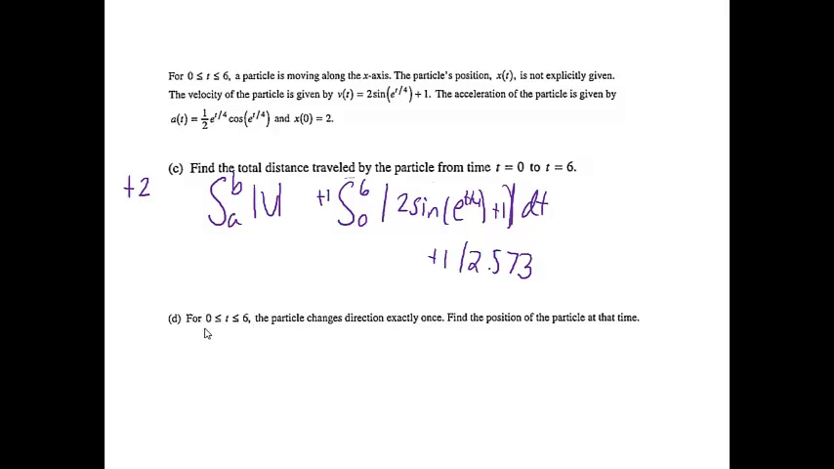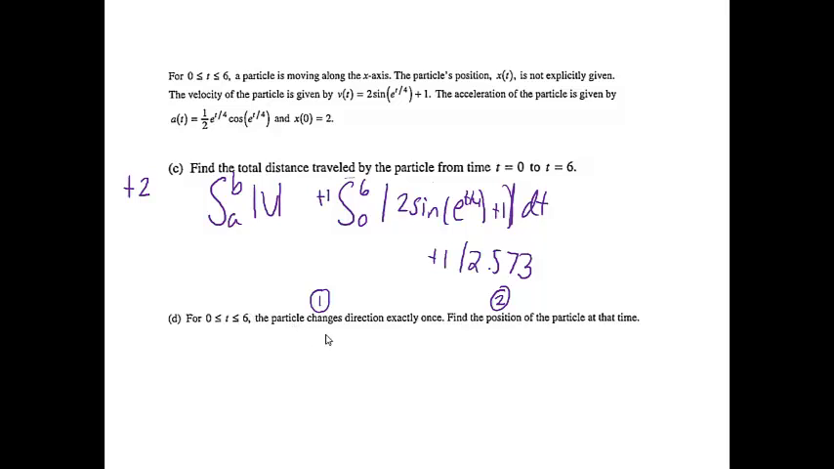All right, part D. For time equals 0 to 6, the particle changes direction exactly once. Find the position of the particle at that time. I kind of see two different things happening in here. I've got my particle changing the direction, and then I need to find the position. So we will tackle both of those, and we should get some points for either one that we tackle.